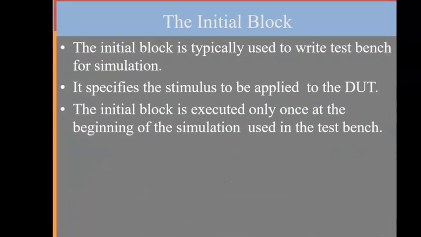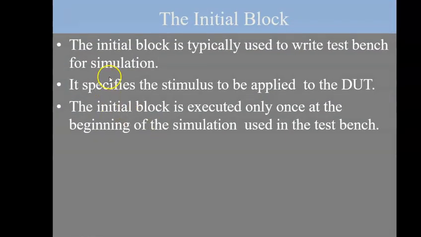So this is how we explain the always block of a behavioral model. So let us take up next the initial block. What is this initial block? The initial block is typically used to write test bench for simulation. It specifies the stimulus to be applied to the design under test or device under test. To test the functioning of this device, we apply some stimulus. I will explain all these things when I make another video on test benches. At present, you can say that the initial block is typically used to write test bench for simulation.